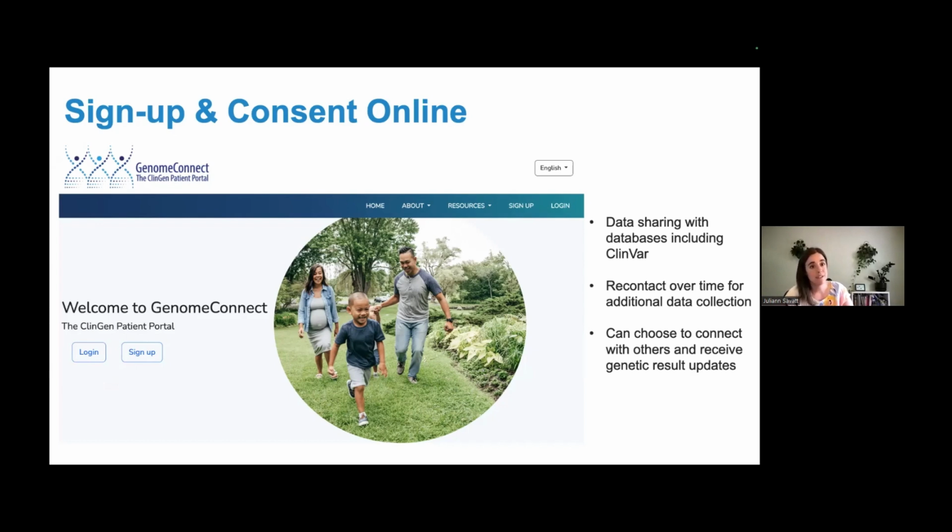Recontact over time for additional data collection. So we might reach back out to participants in the future if we have more questions about their health history, or if it would be helpful to know more about all of the evaluations they've had. There are also some options in that consent form, including the ability to connect with other participants based on genetic test results, and the ability to receive updates about genetic test results that an individual might have received, things we also will talk more about today.